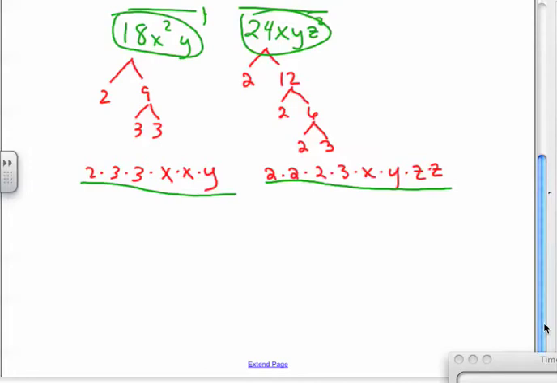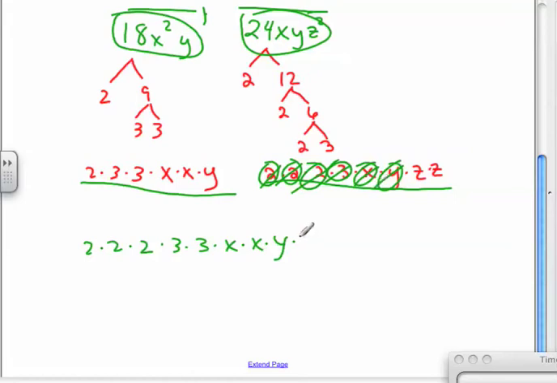So watch. Here's what we did. For this first one, 18x squared y, I need a 2, I need a 3, I need a 3, I need an x, and a y. These are the parts that I need to build that denominator. Now I need to be able to build the other one as well. Well, for the other one, I need a 2. I've got it. I need another 2. I don't have that, so I need to put a 2 down here. I need another 2. Don't have that, so I need to put it down here. I need a 3. I've got one. I need an x. I've got one. I need a y. I've got one. So I can get rid of these because I've already got those down here. And I need z squared.